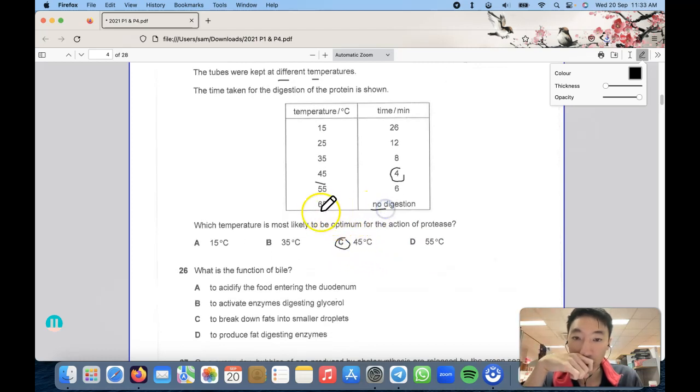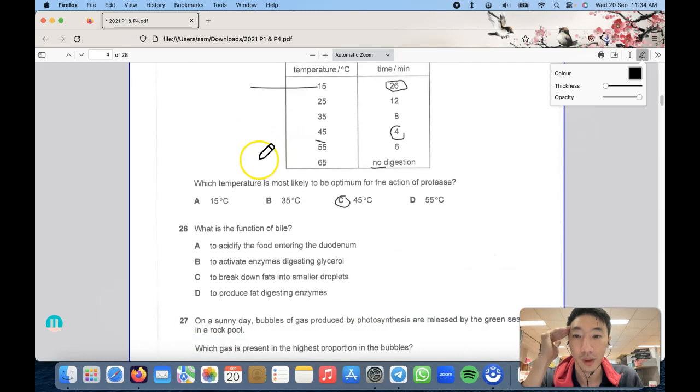So we see no digestion here. What's happening here? At 65, the temperature is extremely high, which means that the enzyme is completely denatured. Then at 15, we see that it takes really long, 26 minutes to digest the protein. It's very, very long. So that means that it's partially inactive. It's too cold, so it's partially inactive.